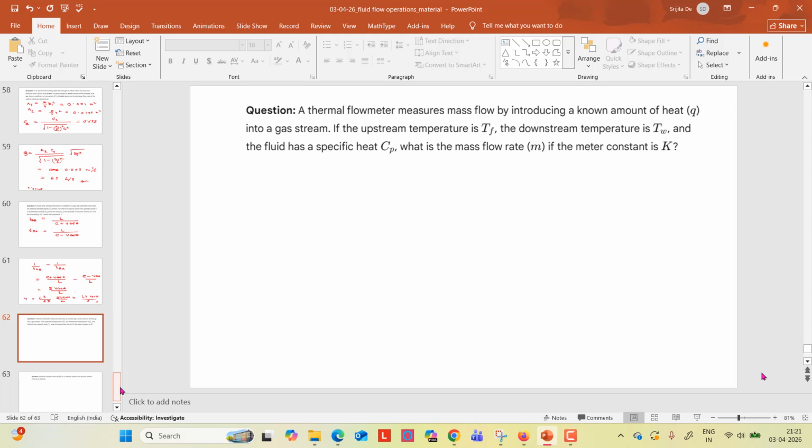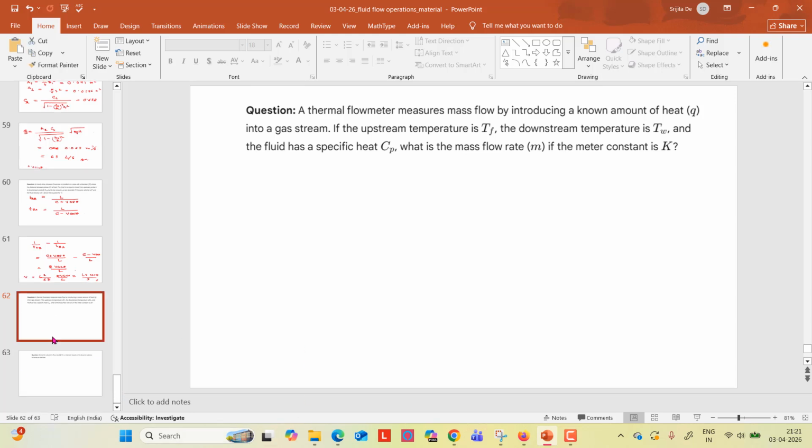Next. So this is the same derivation which is already done in the document. So I am not doing it. You just keep it for your practice. Okay. So a thermal flow meter measures mass flow by introducing a known amount of heat into a gas stream. If the upstream temperature is Tf, downstream temperature is Tw, and the fluid has a specific heat Cp, then what is the mass flow rate?